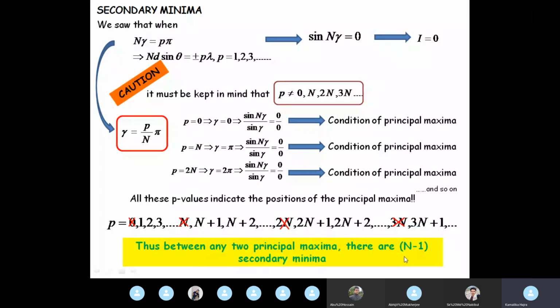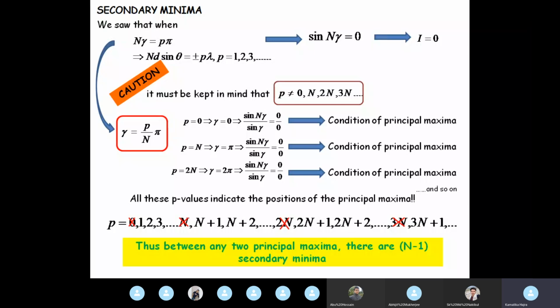All right. So if you have, say, a slit system containing, suppose, 6 openings, 6 slits, then how many minima will be there between two consecutive principal maxima? 6 minus 1, 5.